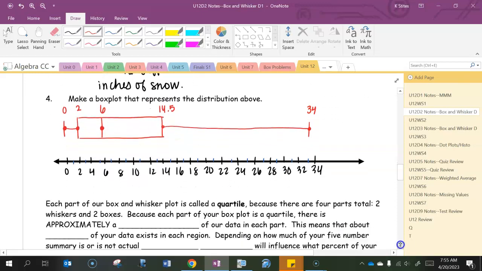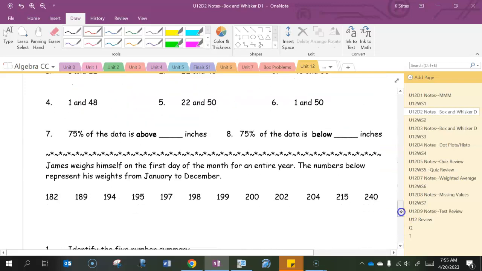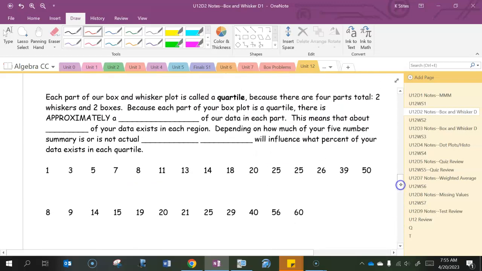Okay. All right. So each part of our box and whisker plot is called a quartile because there are 4 parts total, 2 whiskers and 2 boxes. And because each part of your box plot is a quartile, there is approximately a quarter, look at that, a quarter of our data in each part. This means that about 25% of your data exists in each region, okay, because a quarter is 25. Depending on how much of your 5-number summary is or is not actual data points, will influence what percent of your data exists in each quartile.